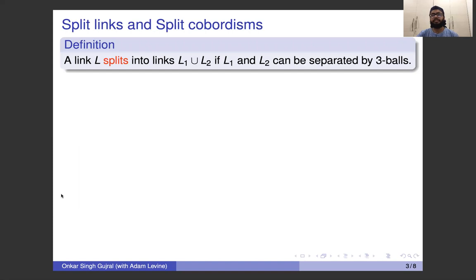Okay, so now we'll define a couple things. We say that a link L splits into links L1 and L2 if L1 and L2 can be separated by 3 balls. That is, if we can think of the link L as being described by L1 and L2, where L1 and L2 are entirely separated from each other.